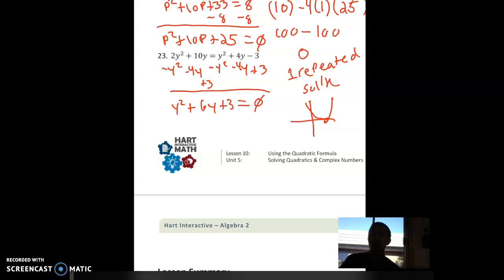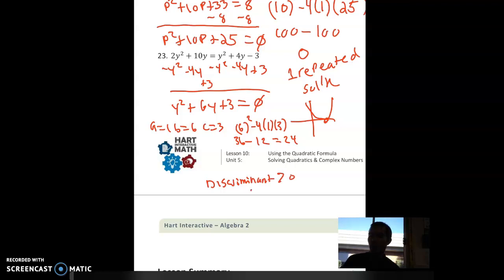Okay, now what? Now identify a, b, and c. A is 1, b is 6, c is 3. What's b squared minus 4ac? It's going to be 6 squared minus 4 times a times c. 36 minus 12, and that ends up being 24. So in this case, this is the positive version. 24 is a positive number, so the discriminant here is positive, which means we're going to have two solutions. When you draw it out, the quadratic will look something like this, where it hits the x-axis twice.